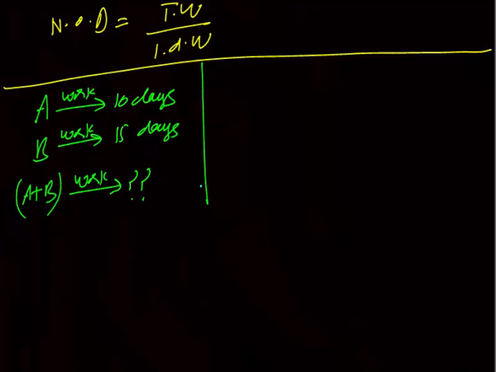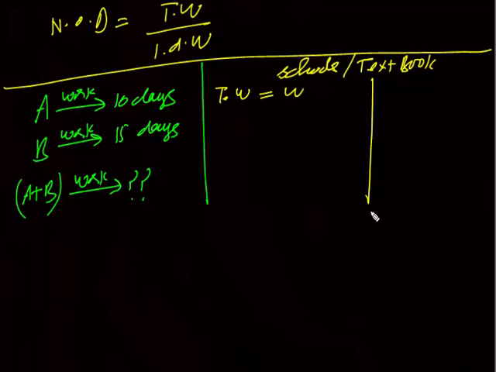Let's solve this question. First, I will solve this question how we used to solve in schools. How we used to solve this question in schools or textbooks, you will find the solution, what kind of solution they used to provide. And then I will provide the logical one. Let's say the total work, TW stands for total work, is W. Total work I am taking is W.